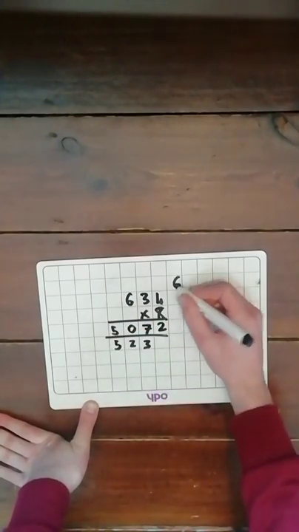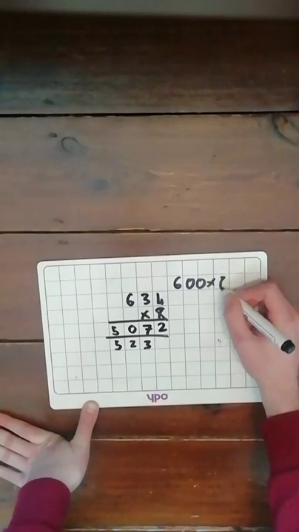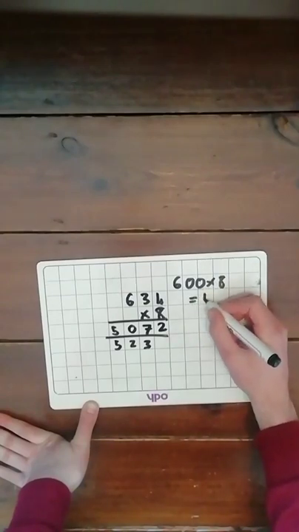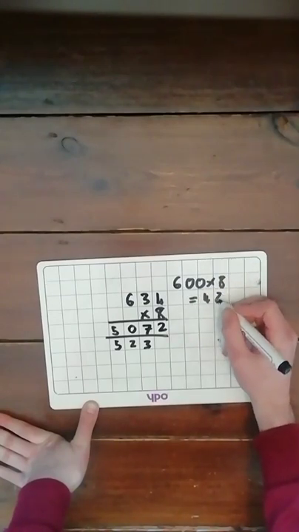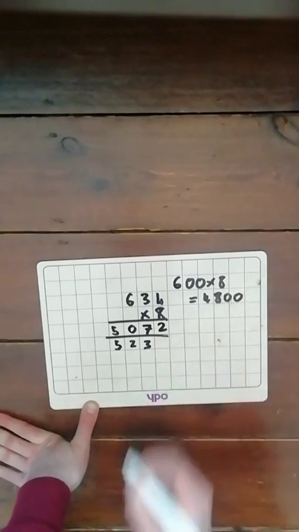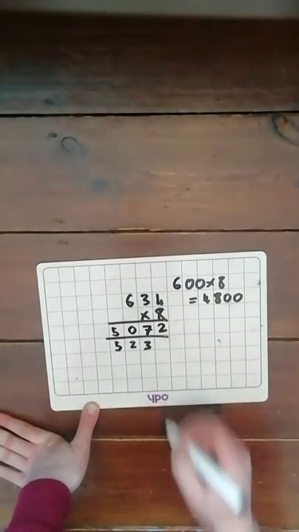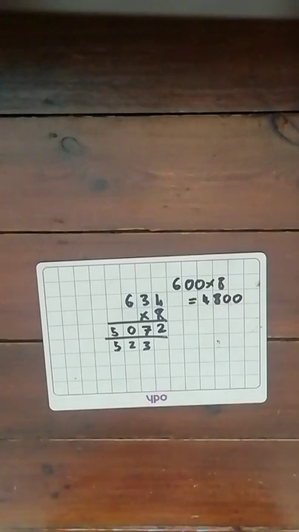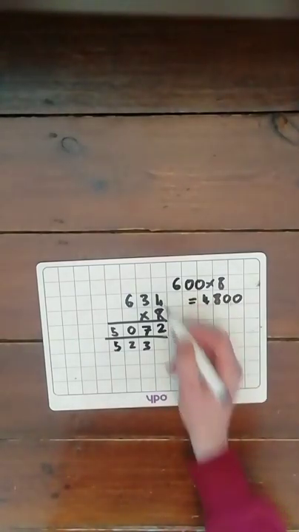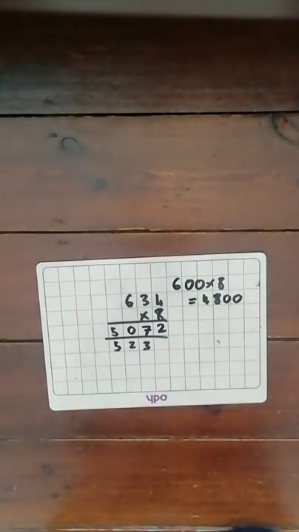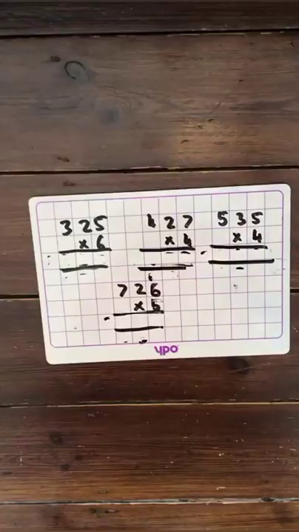And if you're checking, 600 times 8 equals 4,800. Well, my answer is relatively close to that. 8 times 4 is 32. And if you're wondering where I got the 600 from, 634 rounded to the nearest 100 is 600. But don't worry too much.